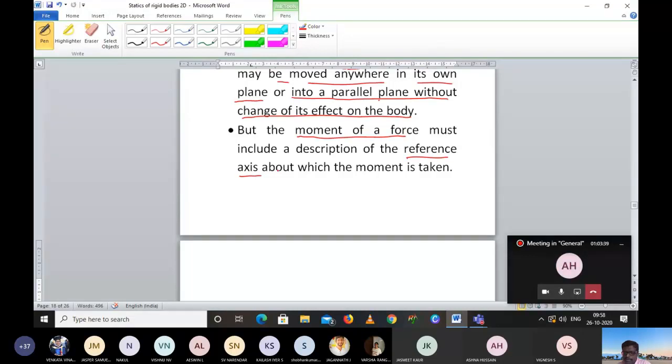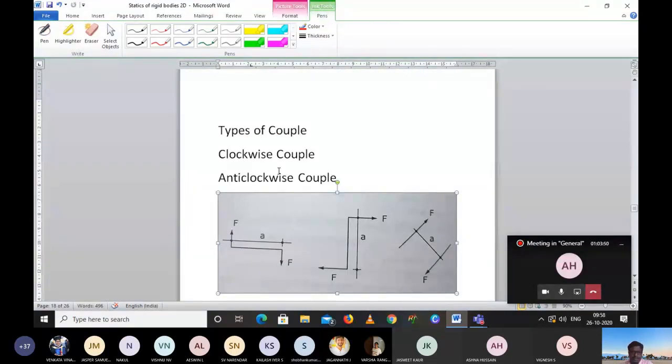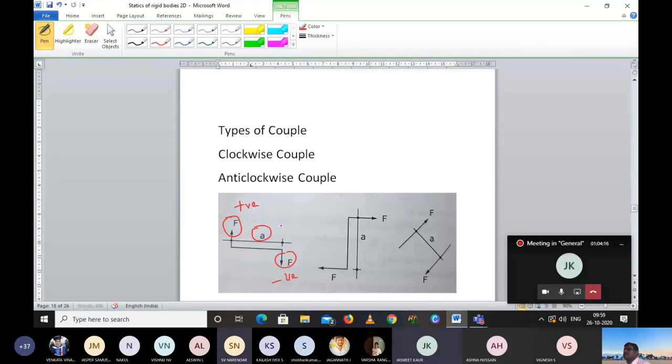So are we clear about this statement? Yes, sir. Clear. So now, like our friends asked, two types of couples are there, clockwise and counterclockwise. So the thing is, the force acting upward is positive. Please take a note, the force acting downward is negative. And it is having a distance, that is A. What kind of couple is this creating? Clockwise or counterclockwise? Clockwise. Definitely this force will pull like this, this force will pull like this. It's a clockwise turning effect.